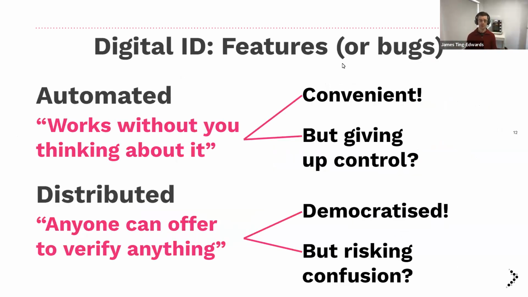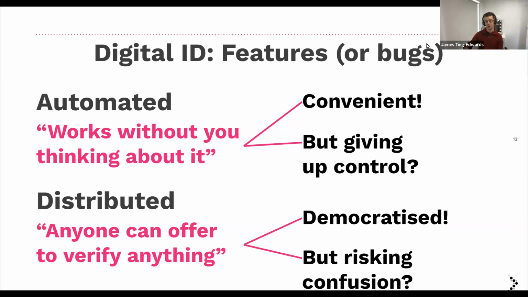So what are the features and bugs? There's a lot of discussion of digital identity in various terms. I've pulled out a couple of the ones that were salient to me, and that's that it's automated and it can be distributed. So automated means it can work without you thinking about it. So the dream of convenience is you have a smartphone or something with you that automatically on the back end tells your bank or the person you're shopping with the things they need to know about you. Because it's targeted, it can preserve privacy. It can be very convenient and fast, and you don't need to think about it.